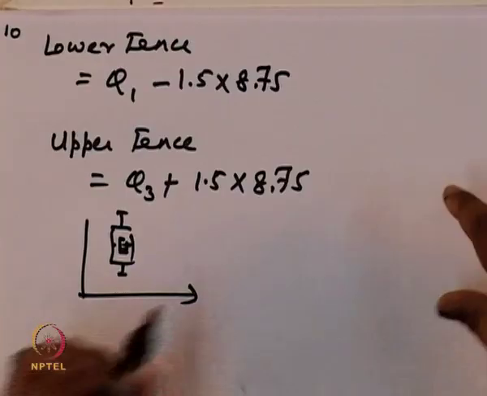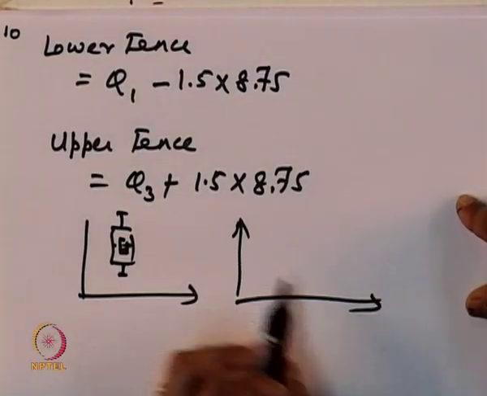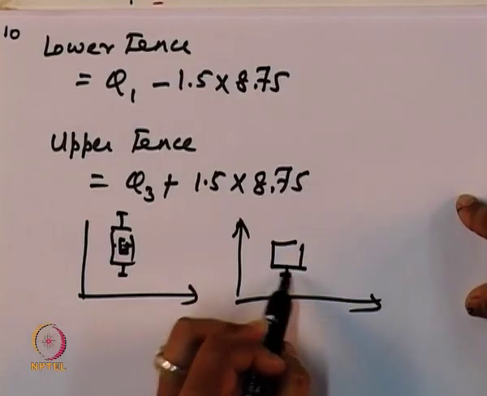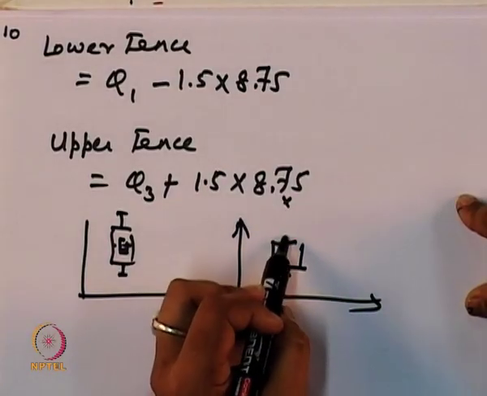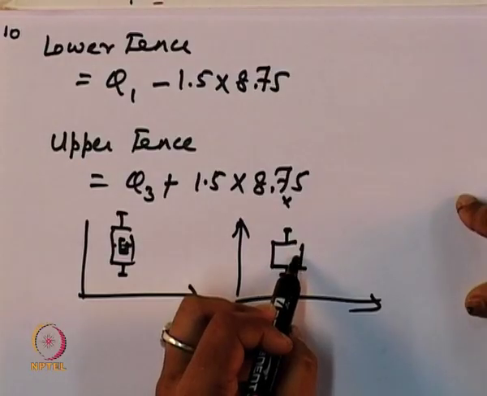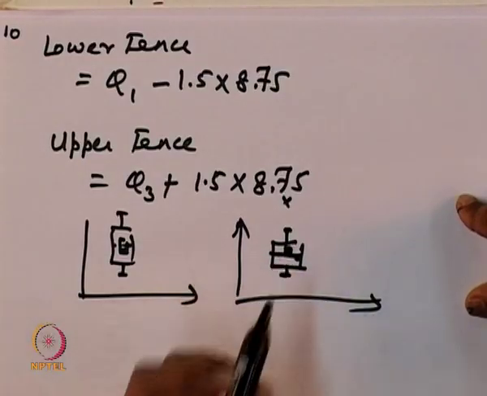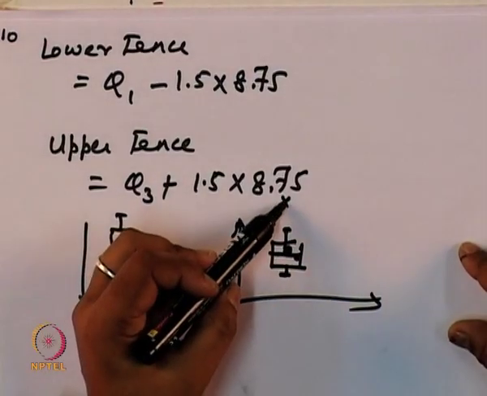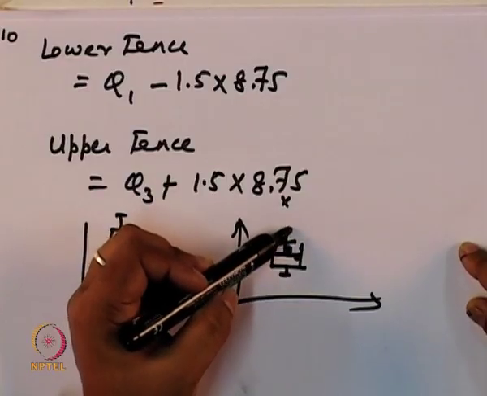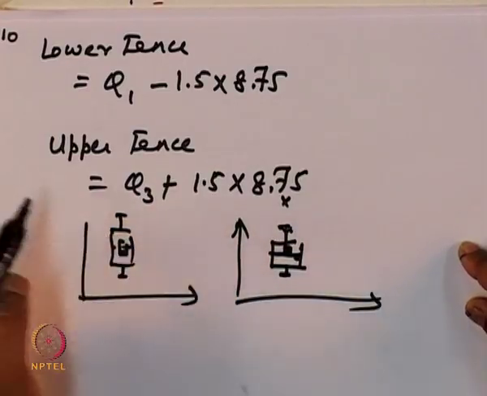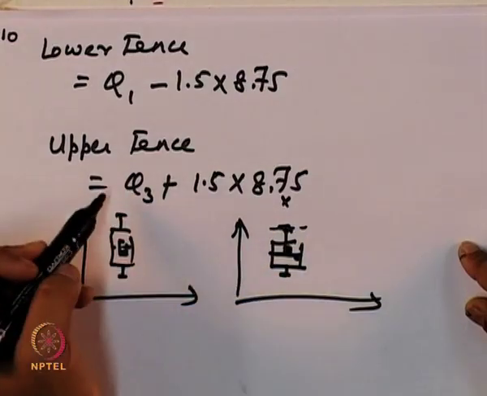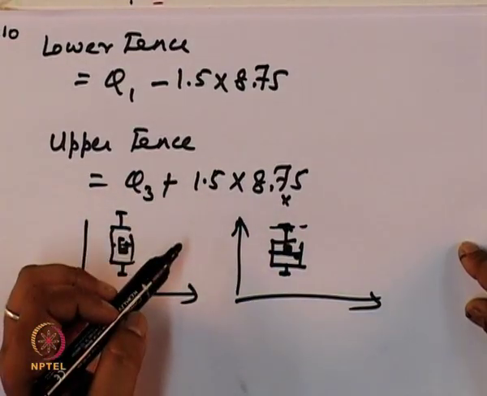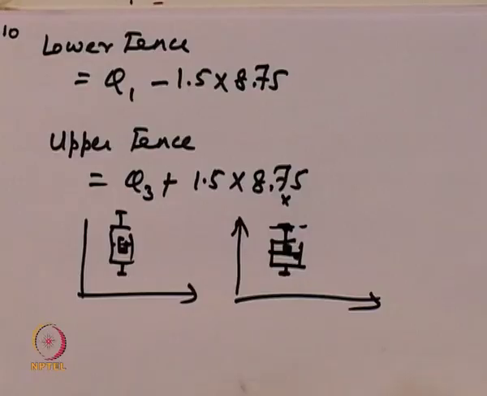But it is possible to have plots where, let us say, you have an error bar like this, where this point is way outside the maximum to which this goes. This is your upper fence, which is Q3 plus 1.5 times IQR. With that, I complete here.